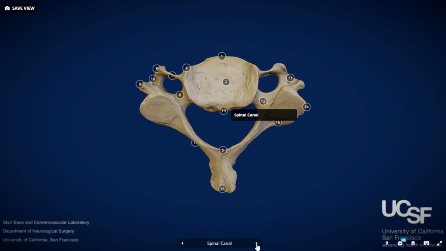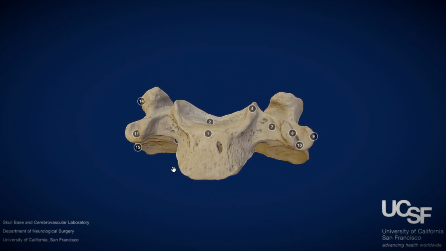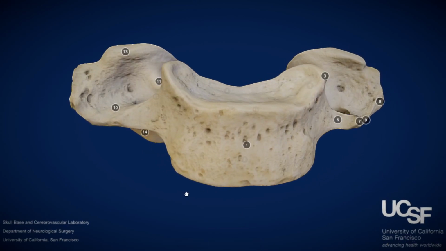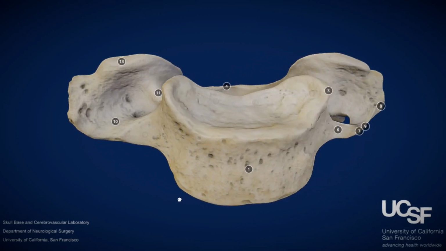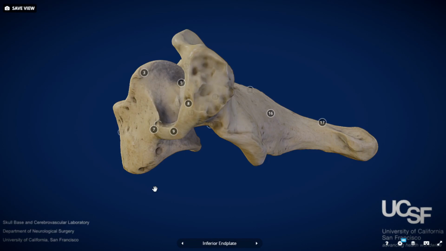From a superior view we can identify the spinal canal or vertebral foramen, which has a triangular shape. And that's the anatomy of a typical cervical vertebra. Now we're gonna go over the characteristics of another unique cervical vertebra, which is C7.